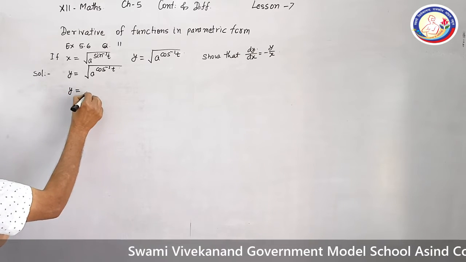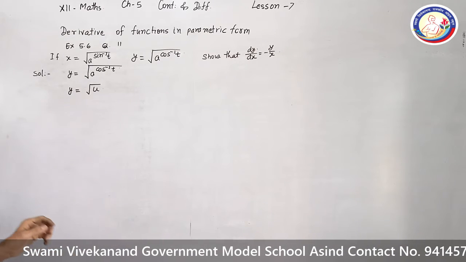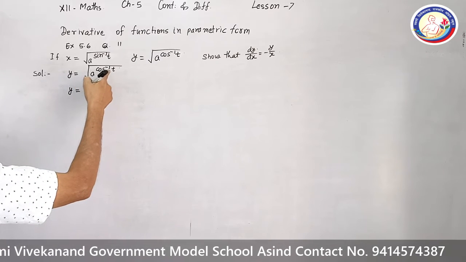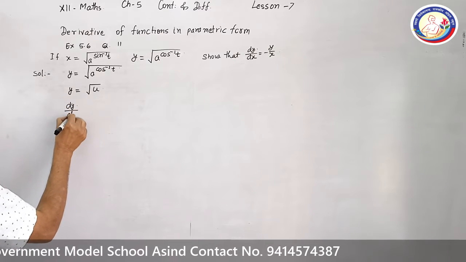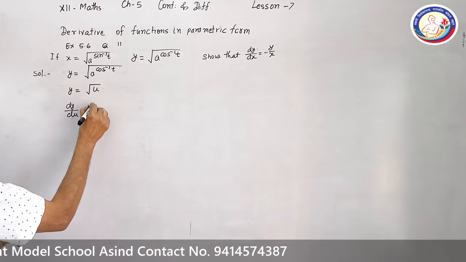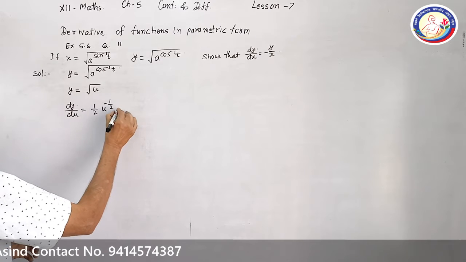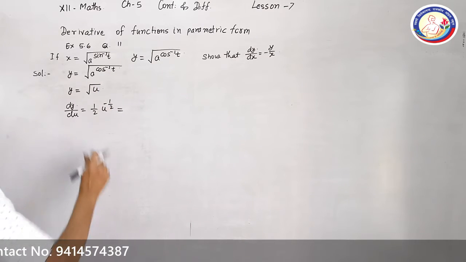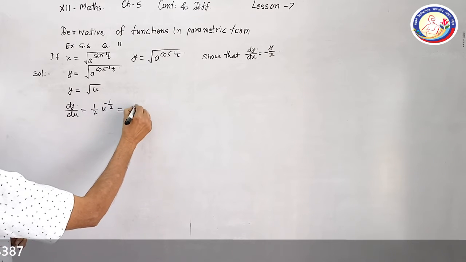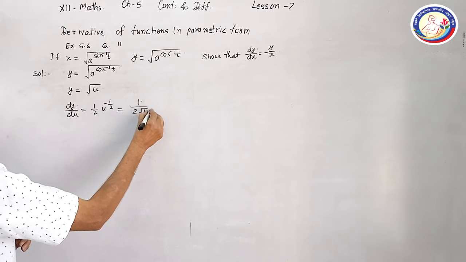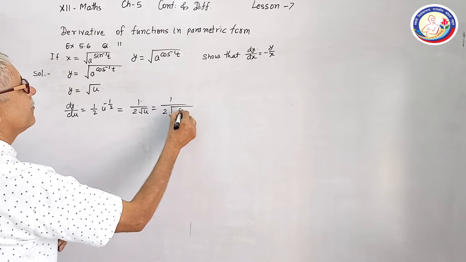Let y equal square root of u, where u is a raised to power cos inverse t. Find the derivative of y with respect to u. We shall have 1 upon 2 u raised to power minus 1 by 2. By formula, it will be 1 upon 2 root u, and that is 1 upon 2 into square root of a raised to power cos inverse t.